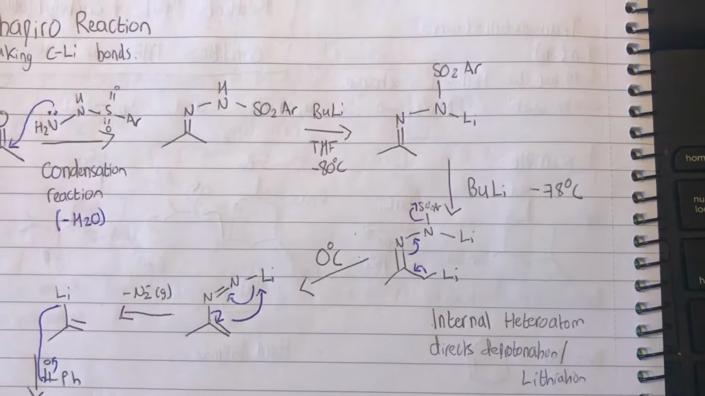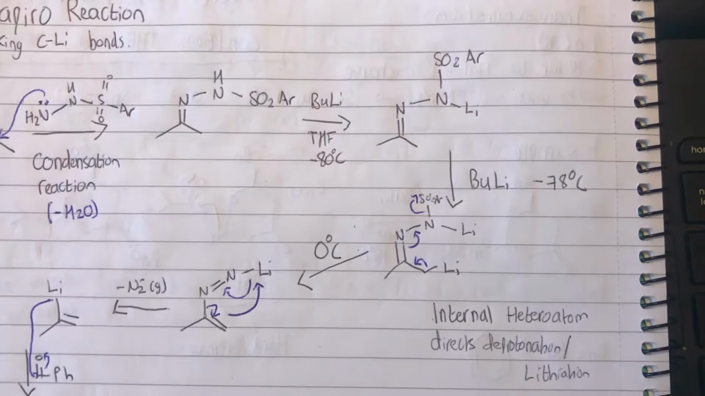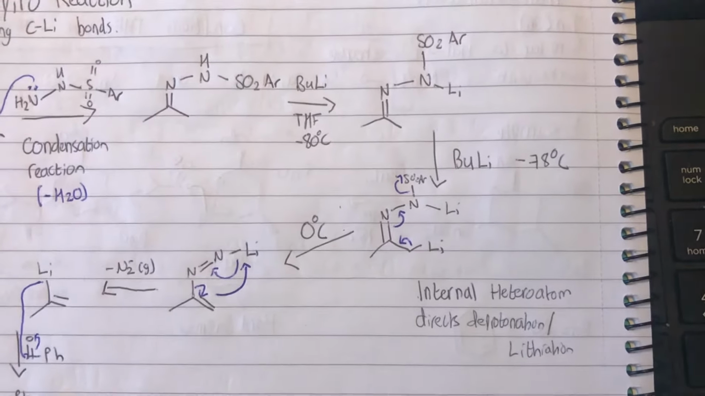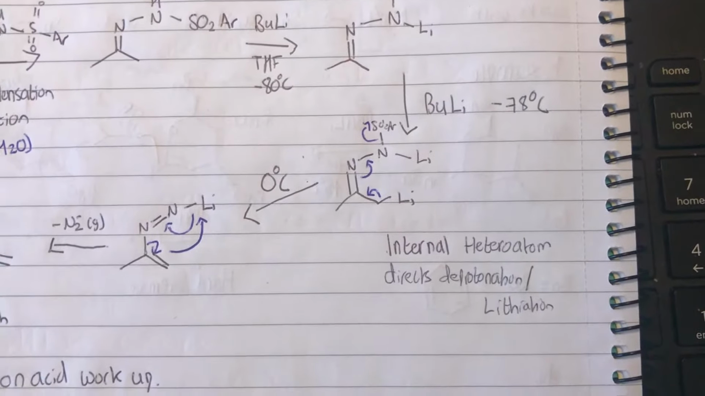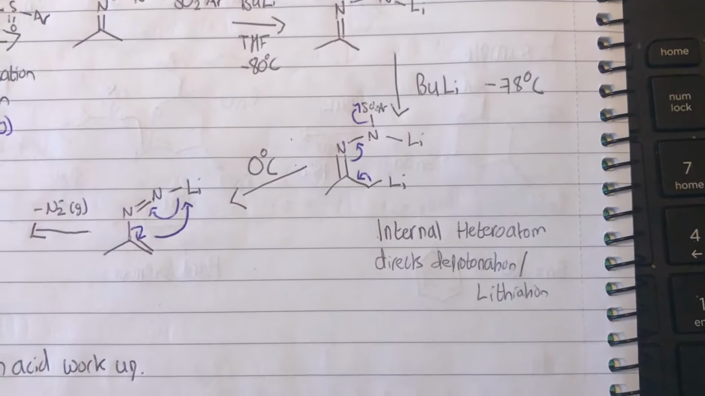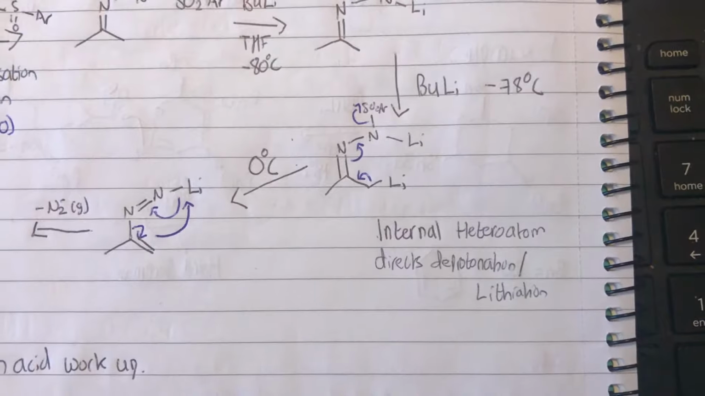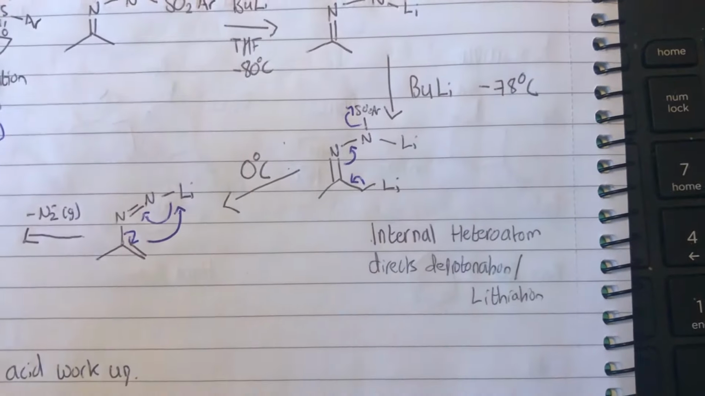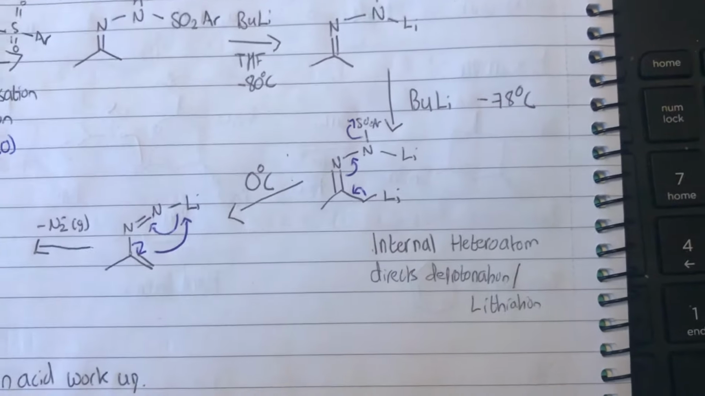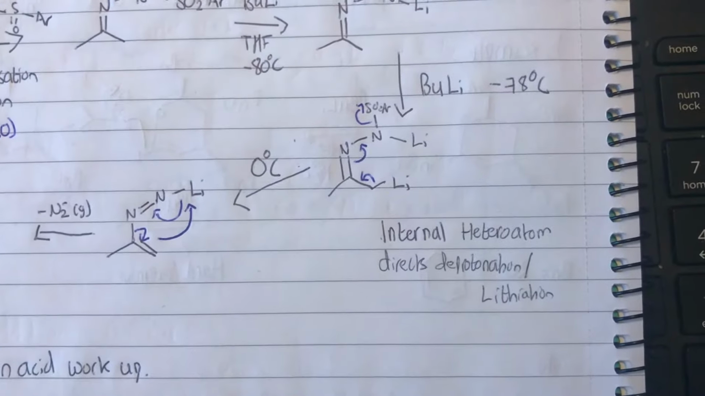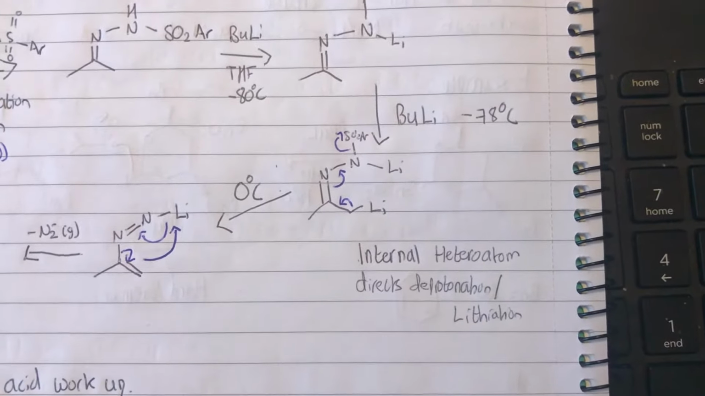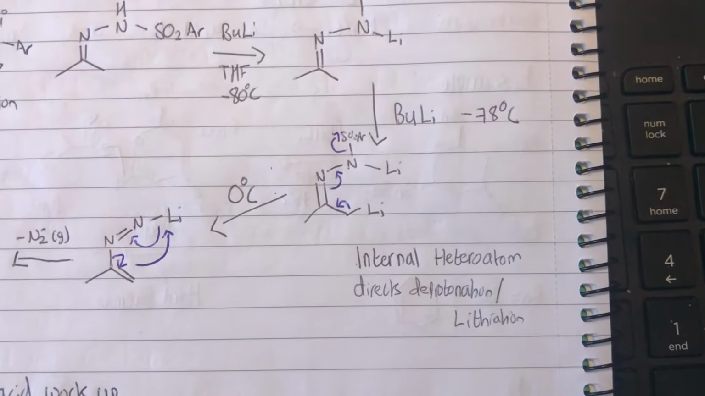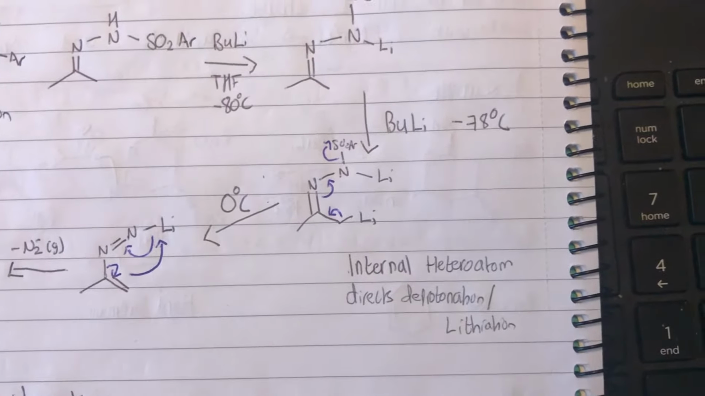This adds first off to the nitrogen, and then adds to the carbon there, and this is due to an internal heteroatom, which directs the deprotonation or lithiation. I don't think it will matter which lithium you add first, but if you can't remember exactly, just add them, make sure to add 2, basically.